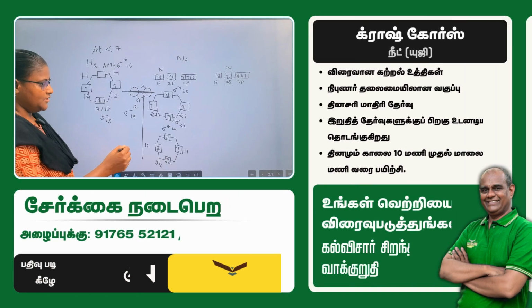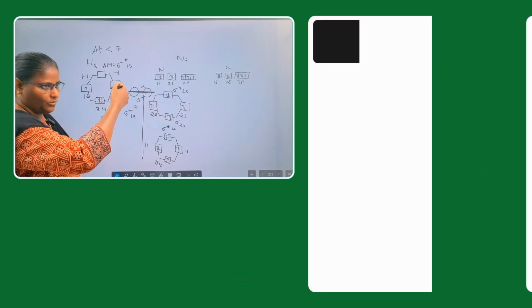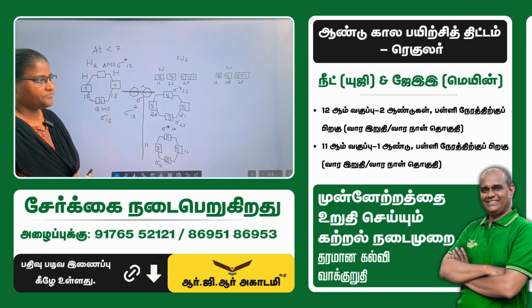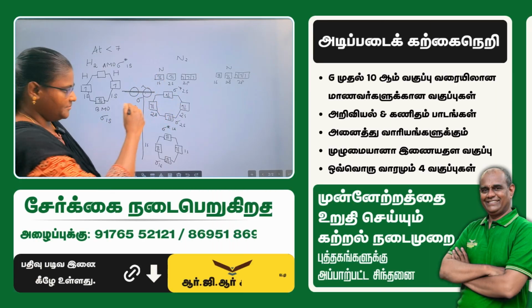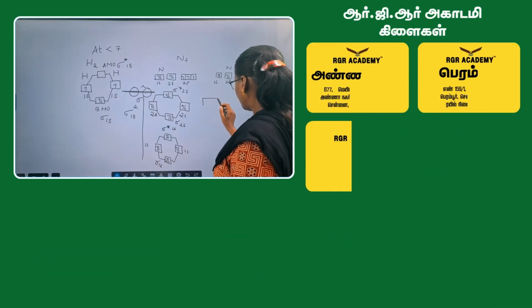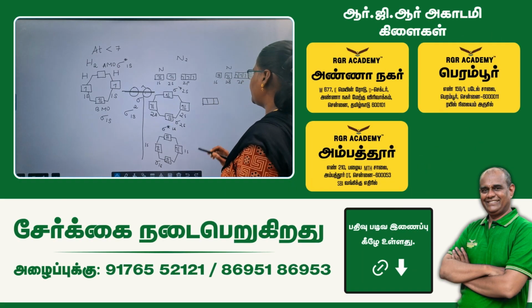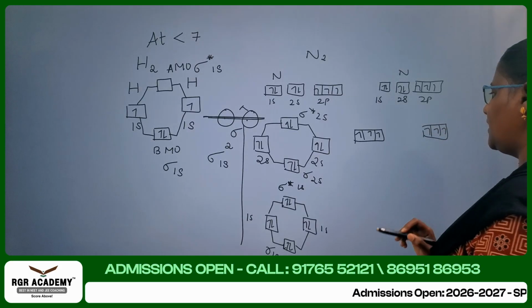It's not like that. Because 1s has the lowest energy, it should be written lowest, and next the 2s. Now you have to go for the 2p. Since we don't have space there, I write here, but actually the orbital should come here. 2p. So in one of the nitrogen, 2p has 3 electrons. In another nitrogen, 2p also has 3 electrons.